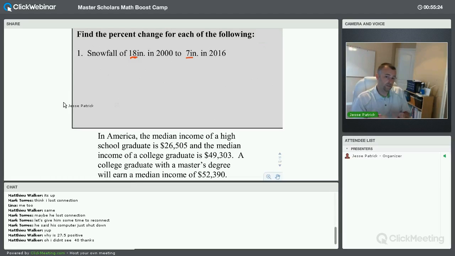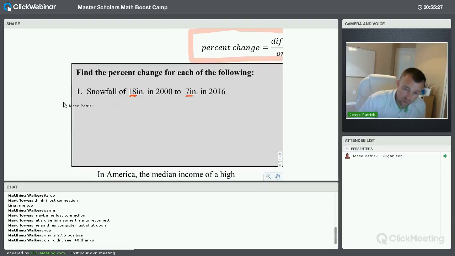So we're going to find the difference, and I'm going to do it in order. We're going to subtract these two. Now, it doesn't really matter which order you do it in, but this is the way I would do it. I always like to take the new number and subtract it from the original number.